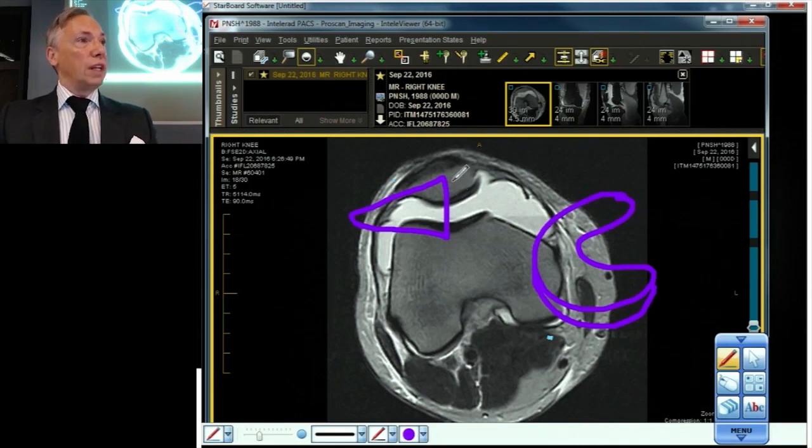Occasionally, if it's really violent, this will break off its attachments and it'll flip over on itself. It'll tumble. That's a true meniscocapsular separation. Those are really uncommon. In fact, they're rare.